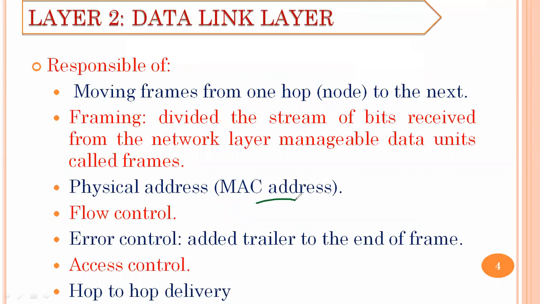Physical addressing will be implemented, like the MAC address. Flow control is there. If the speed of the sender is fast, whereas the receiving speed is slow, that will be controlled by the data link layer. Error control is also there. It will add a trailer to the end of the frame to detect errors. Access control is there, an authentication type of implementation, and hop-to-hop delivery, responsible for delivery of the correct packets from source to destination.